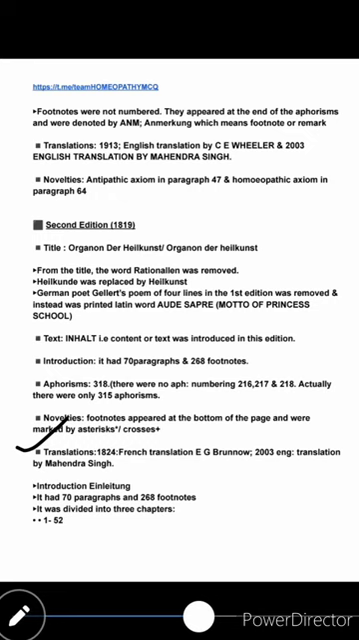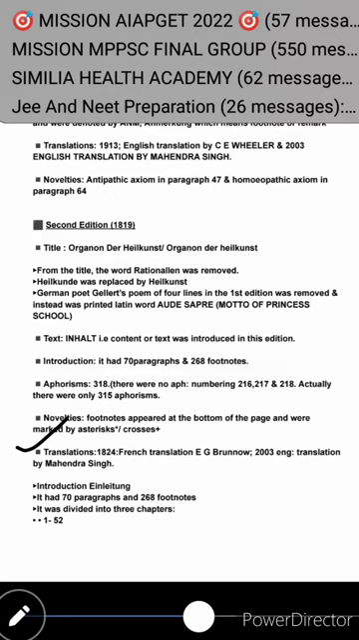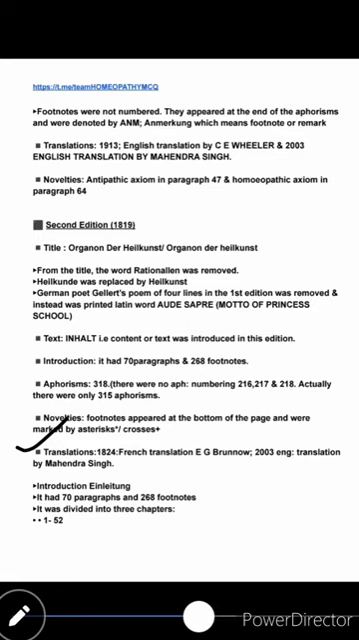So the fourth edition was published in 1829. The title was Healing Art. Text: after the text, a list of books was added. Aphorisms: here there were 292. Its footnotes were numbered on each page from one. Introduction: it had 38 paragraphs. It was divided into 2 parts.